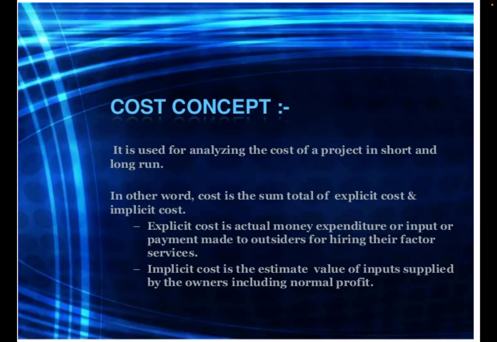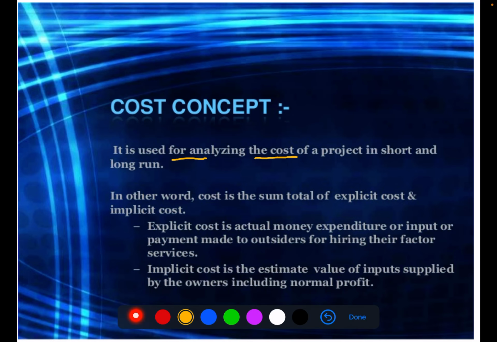Now what is cost? Cost is used for analyzing the cost of the project in short run and in long run. For example, if I'm using a pen and I wanted to analyze, I can analyze the cost of this pen in short run also and in long run also. So basically the cost is the sum total of explicit cost and implicit cost, and this cost of pen also includes both types of cost, explicit also and implicit also. Now the question is, what is explicit and what is implicit cost?